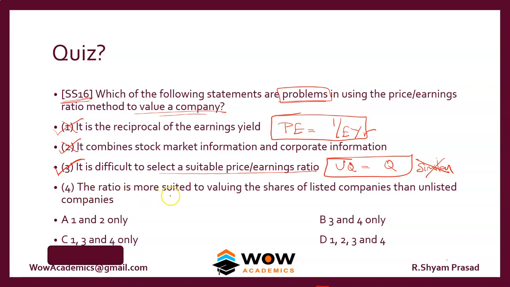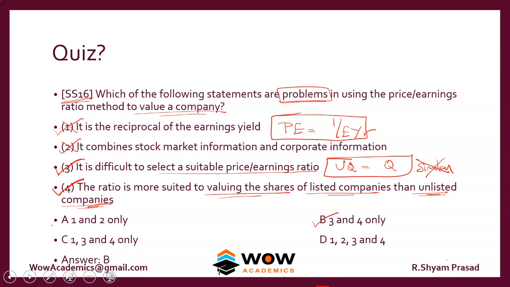The ratio is more suited to valuing the shares of listed companies than unlisted companies. So if you look here, it is easy to value listed companies, but it cannot value unlisted companies. So that is what it says. That is a problem. So the answer should be 3 and 4. 3 and 4 are B. So these are the problems. So the answer is B.